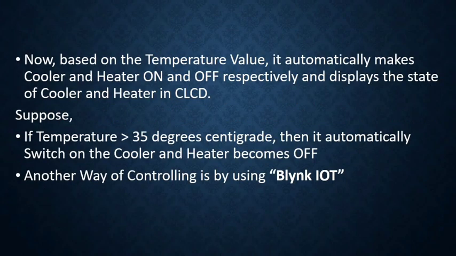Now, based on the temperature value, it automatically turns the cooler and heater on and off respectively, and displays the state of the cooler and heater on the CLCD. Suppose the temperature is greater than 35 degrees centigrade, then it automatically switches on the cooler, and the heater becomes off. We are controlling this using the Blynk IoT application on the mobile.